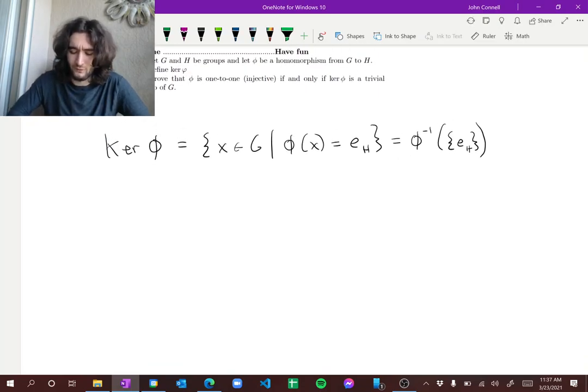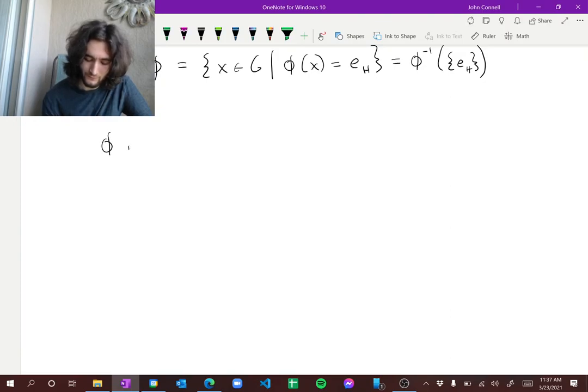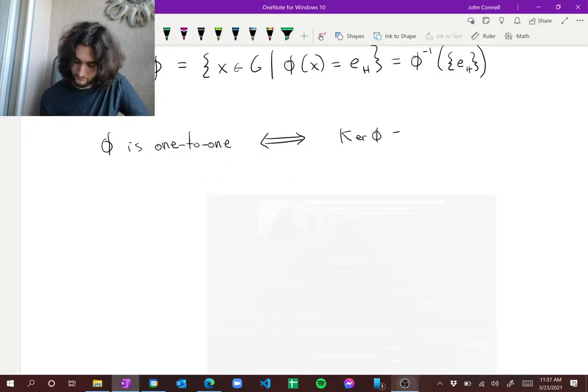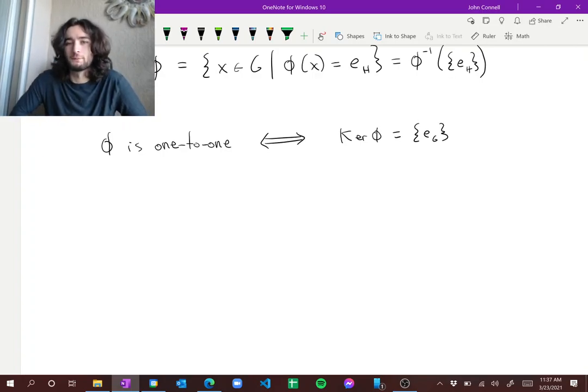And then secondly, prove that phi is 1 to 1 if and only if the kernel of phi is a trivial subgroup. So we are trying to prove that phi is 1 to 1 if and only if the kernel of phi is trivial, which means it's only the identity of G. The identity of G always maps to the identity of H, so I know the identity of G is definitely in the kernel of any homomorphism. But the question is, is there anything else in there?